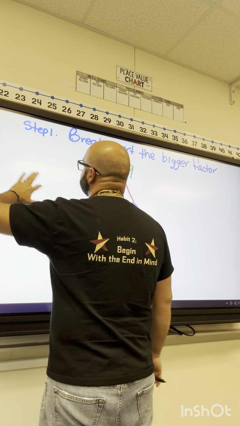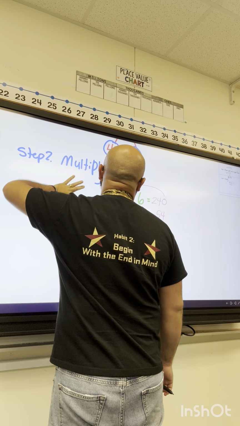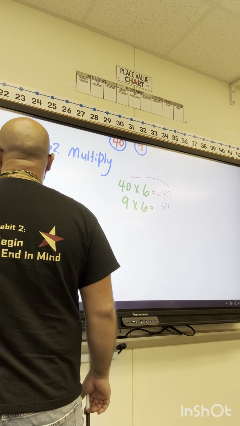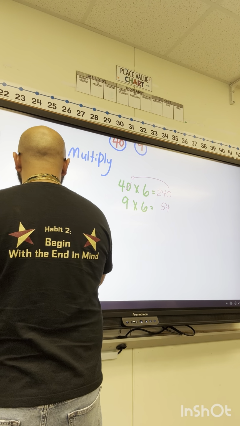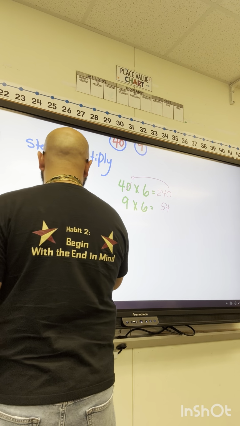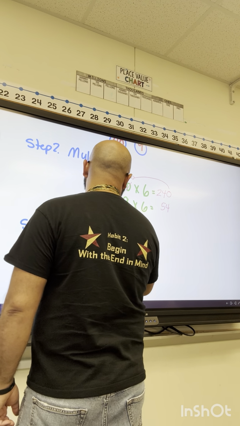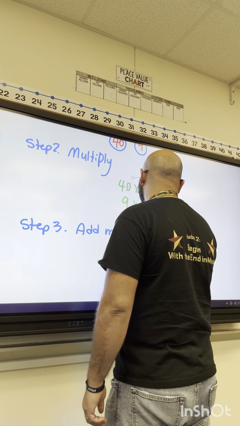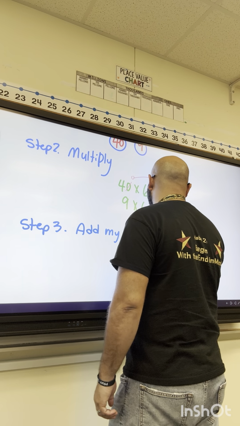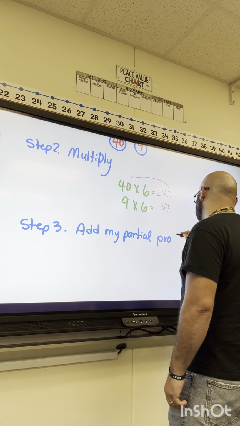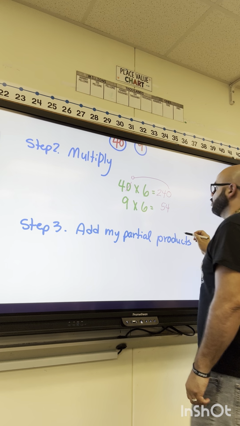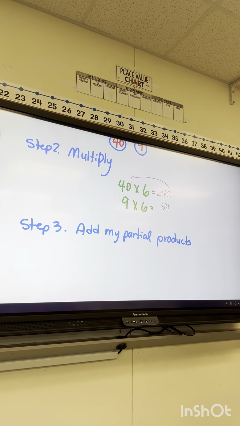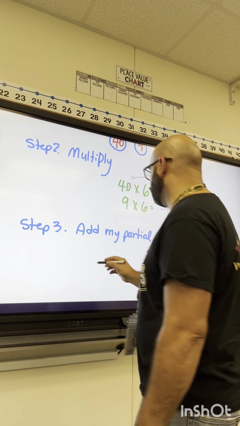Then step number 3. I'm going to put it up here. Step number 3 is add my partial products. These are considered partial products. 240 and 54 are partial products, right? Because they're part of my full answer. They're part of my full answer.